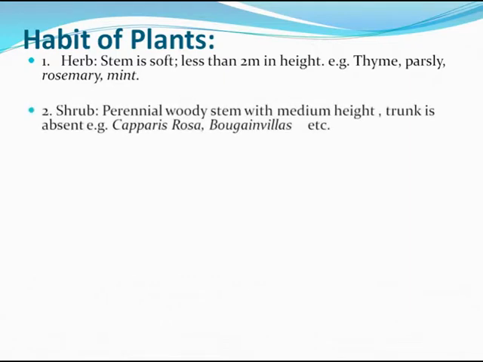Shrubs are perennial woody stems with medium height, and the trunk is absent. Examples are Capparis roxa and bougainvilleas. As we can see in our houses, the climbing trees and the climbing roses.